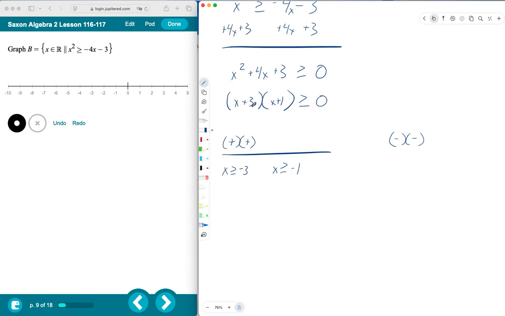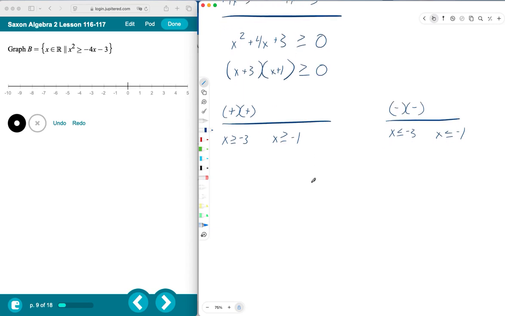X would be greater than or equal to negative 3 or negative 1. Over here, for it to be less than, we just switch the symbol: less than negative 3, less than negative 1. They both have to be positive or they both have to be negative to get a number greater than 0. So basically now we just test it.